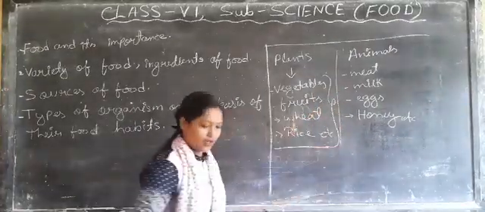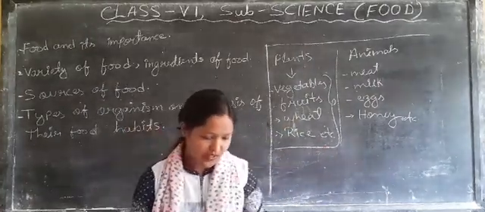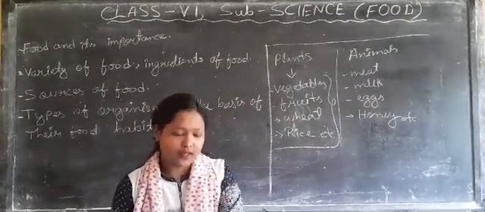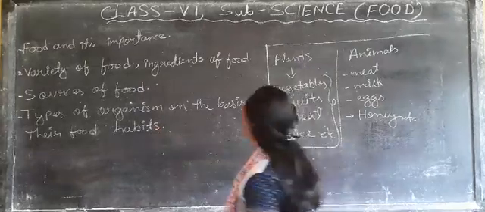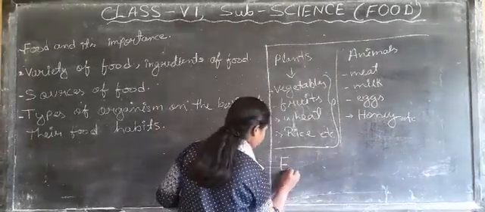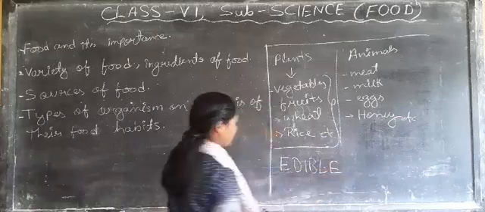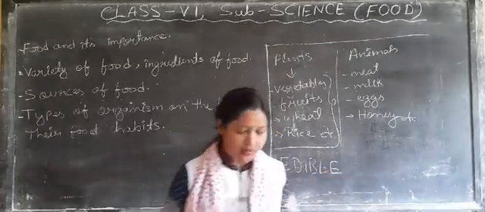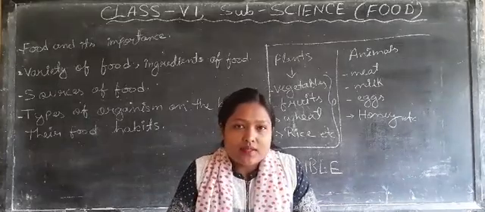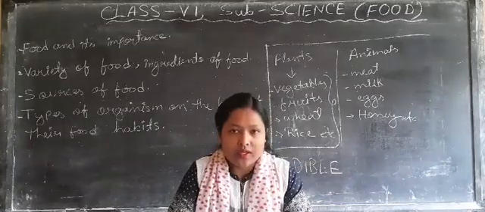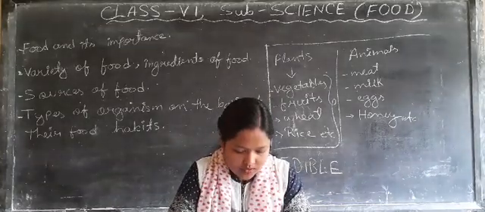In plants, the parts that we can eat are also termed as edible parts. What is edible? The parts that we can eat or we can get from plants are known as edible.